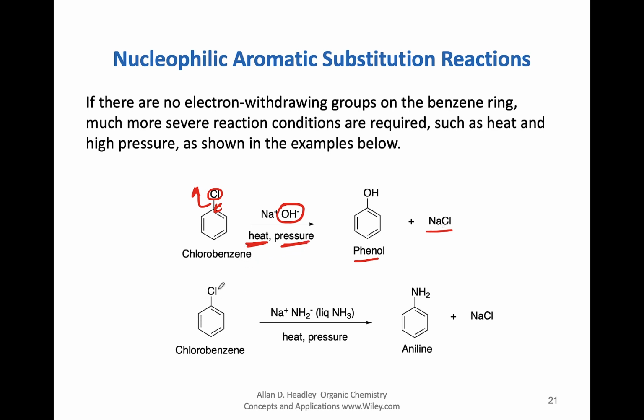Same thing here. We can use the amide anion, and that reacts with the chlorobenzene here. Here's your leaving group, and this is aniline. So this gives a method to make aniline from chlorobenzene.